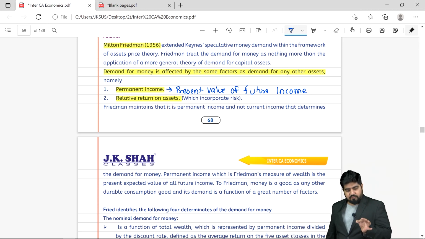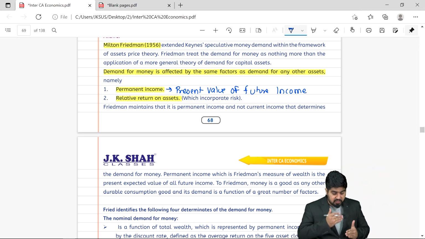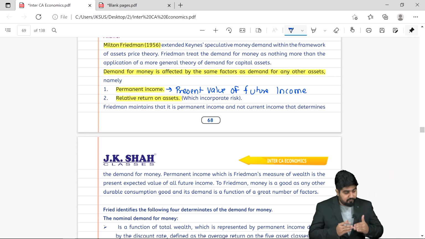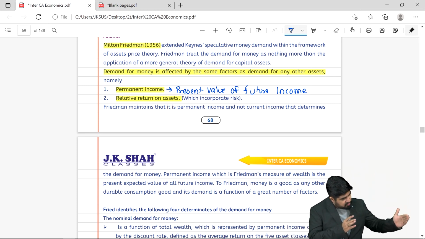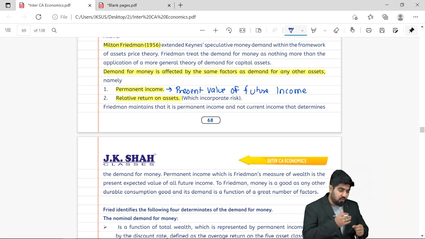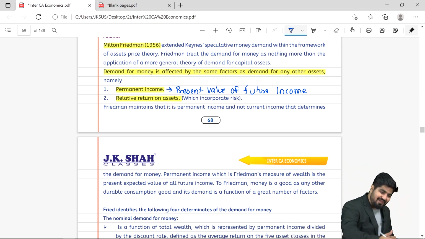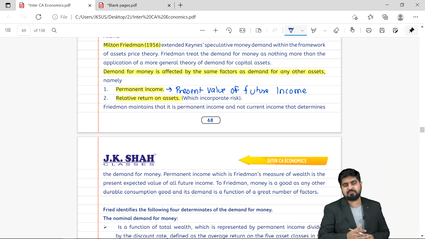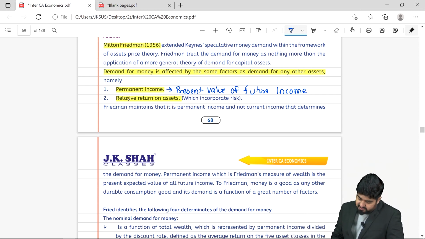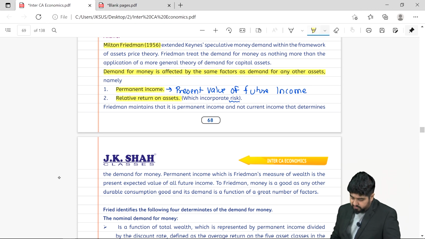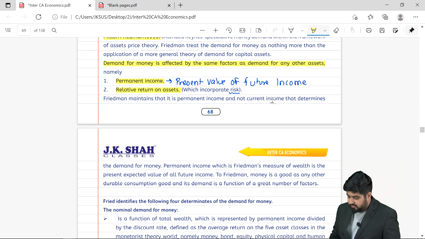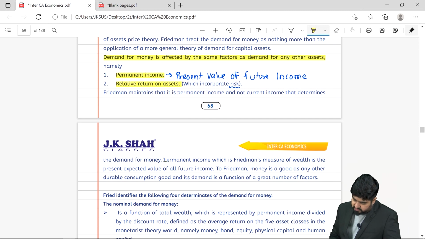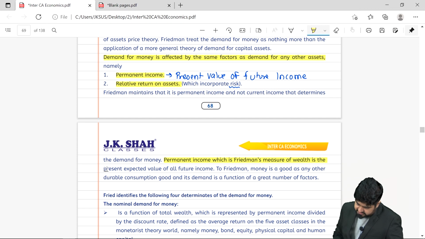So according to Professor Milton Friedman, just don't focus on the current income that you are getting. Focus on the longer run income that you are going to get. Find out its present value and accordingly hold your liquid asset, that is cash balance. Second thing is relative return on assets, which involves risk. Friedman maintains it's permanent income and not current income that determines the demand for money. Permanent income, which is Friedman's measure of wealth, is the present expected value of all the future income.